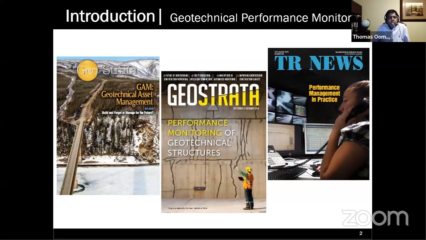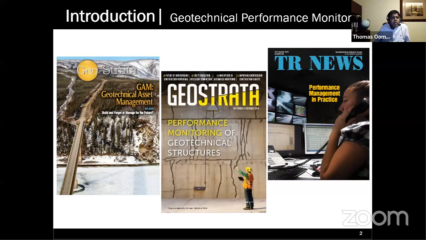where the question is, can we build and forget, or do we need to manage for the future the infrastructure that we build? And if we need to manage, do we need to do performance monitoring to be able to manage? You can see another one of the issues highlighting the performance monitoring of geotechnical structures. The Transportation Research News highlights performance management in practice. So there has been a lot of interest in geotechnical performance monitoring in recent years in the US.